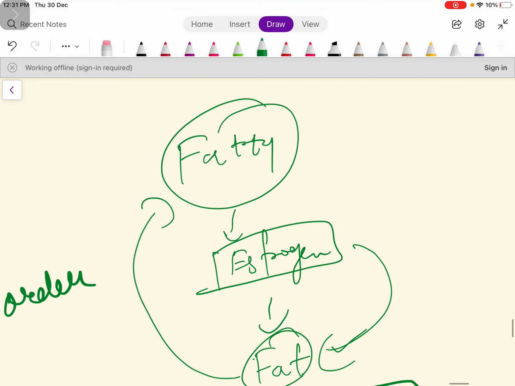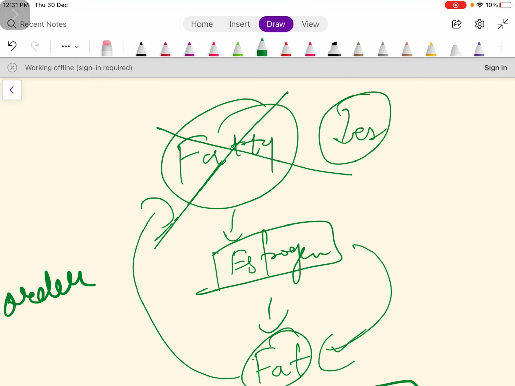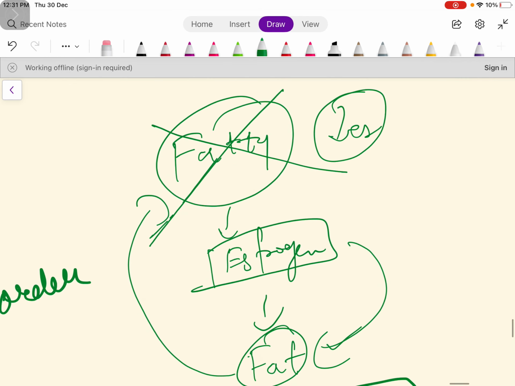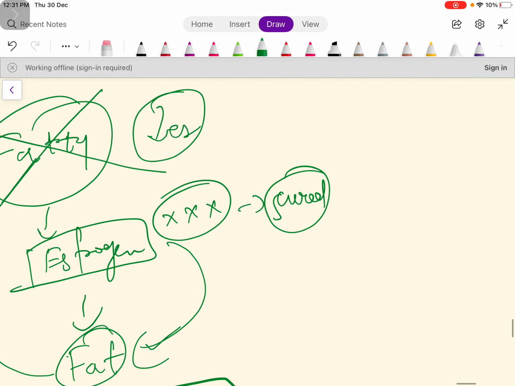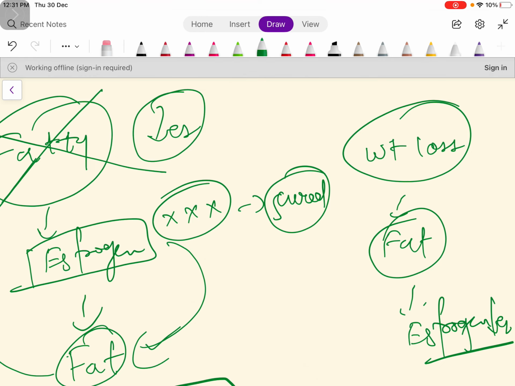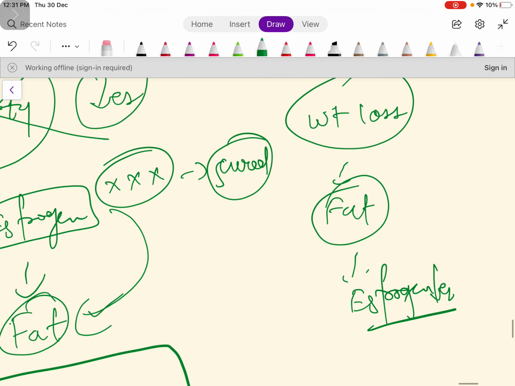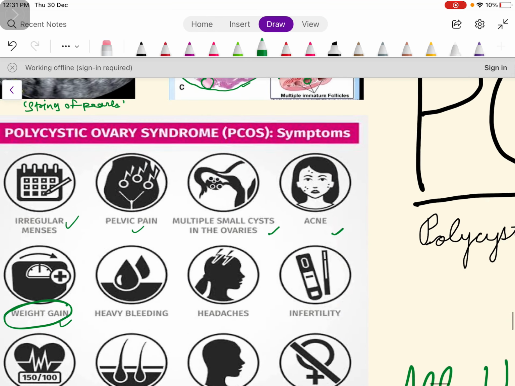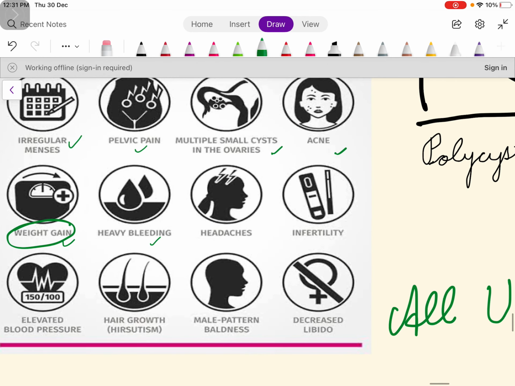So if the patient loses weight, decreases the fat content of her body, then this estrogen won't be able to thrive, and this disease can be cured. So a very easy, first line treatment is weight loss. If the patient loses weight, then there will not be much fat for the estrogen growth. So ultimately estrogen will come down, and all the symptoms will go. So this is the first line treatment, that is weight loss.